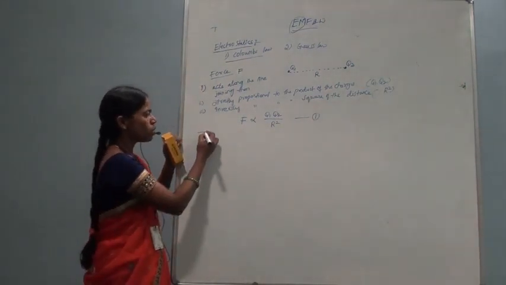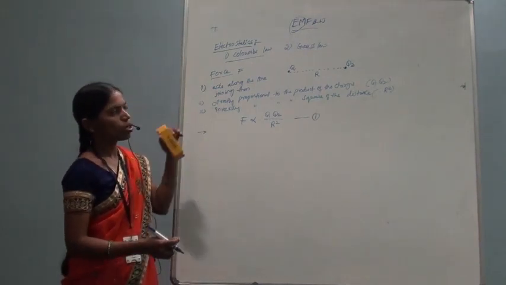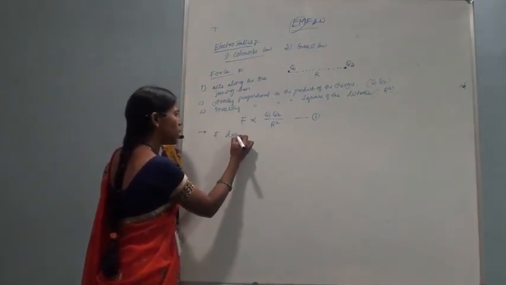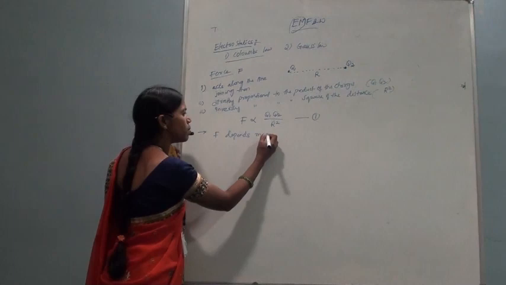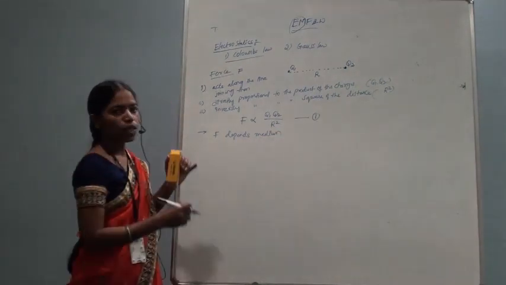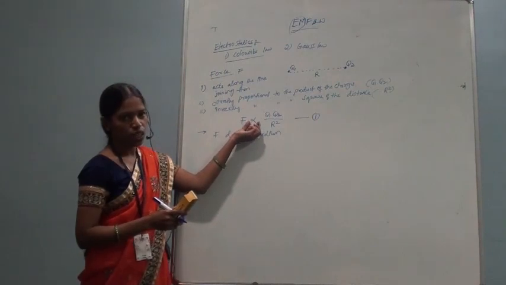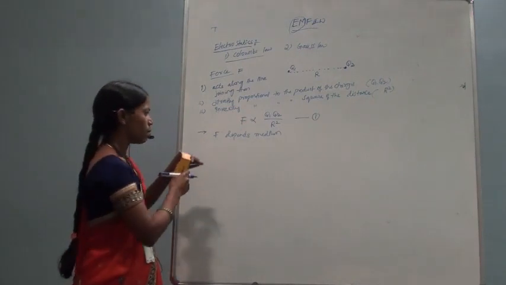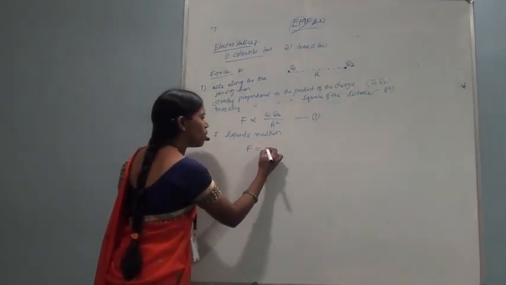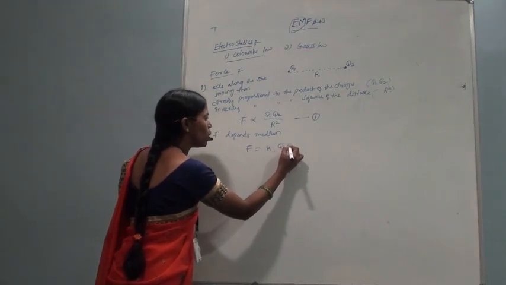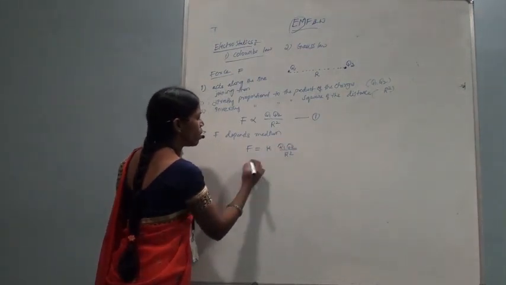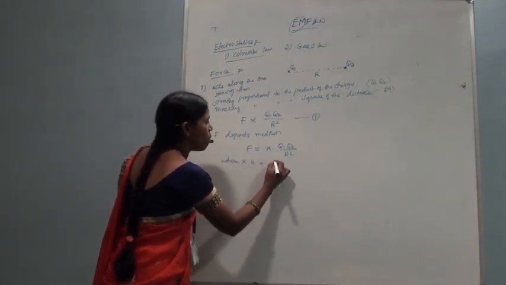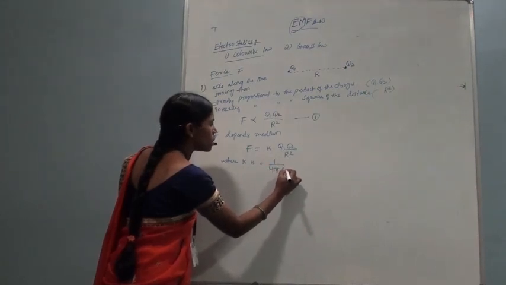Coulomb also stated that the force between these two charges also depends on the medium in which the charges are placed. So let us introduce the effect of the medium into our equation. Now replace the proportionality constant with K. F is equal to K into Q1 Q2 by R square, where K is given by 1 by 4 pi epsilon.